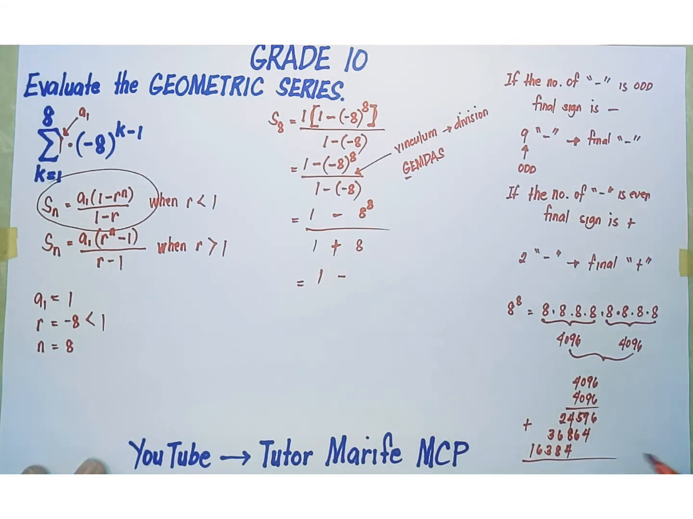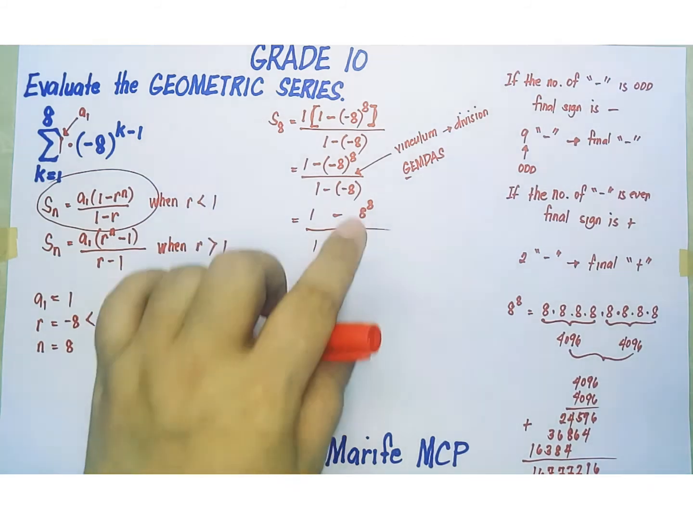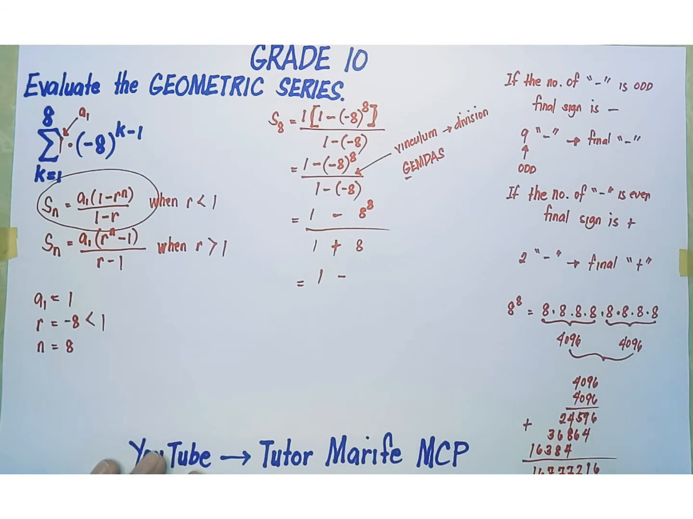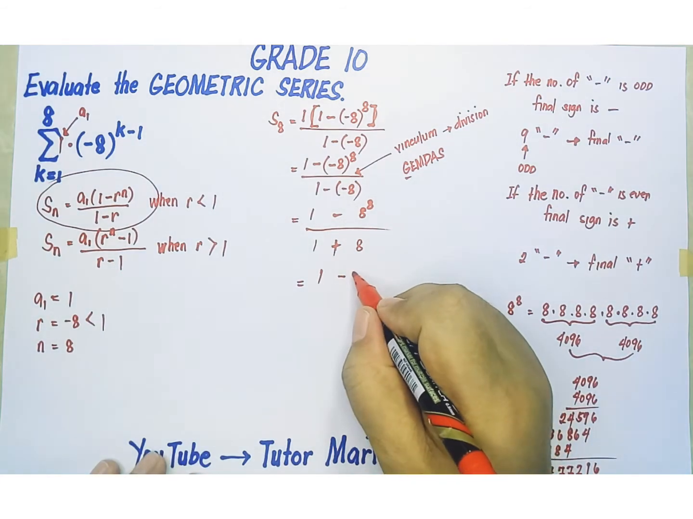You add up all the partial products. So we have bring down 6, 11, carry 1, this is 12, carry 1, 17, carry 1, 17, carry 1, 7, and bring down 16. So, 8 raised to 8 is 16,777,216.